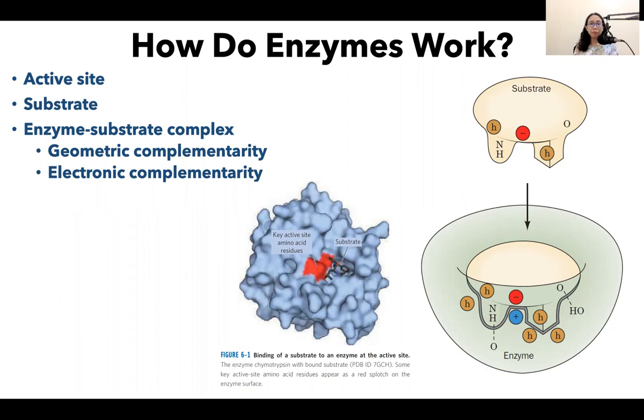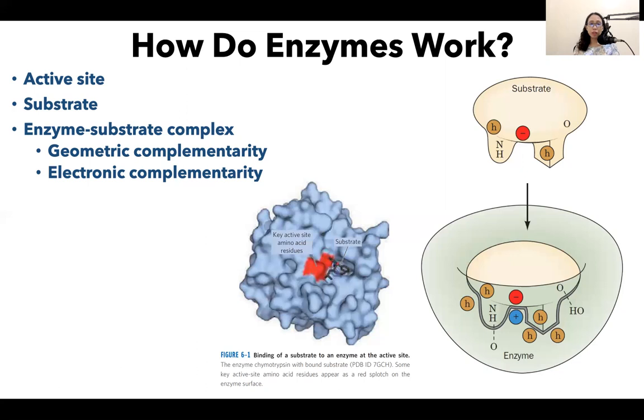Now, through years of studying the structure of enzymes together with their substrates, there are some general observations. Number one, in this so-called enzyme substrate complex, we see geometric complementarity between the active site and the substrate. This means that the general shape of the active site is complementary to the shape of your substrate. So if we see some aromatic rings, for example, in our substrate, then there should be some space in our active site that would allow these aromatic rings to enter the active site.